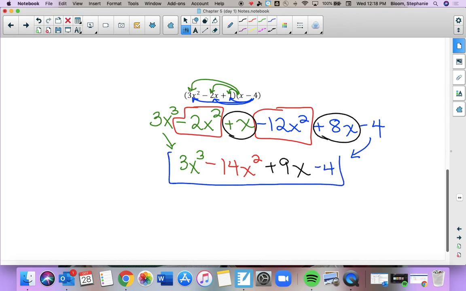And there's my final answer. None of those can be combined because they don't have the same degrees, so they're not alike. Okay? Do I have any questions about that?